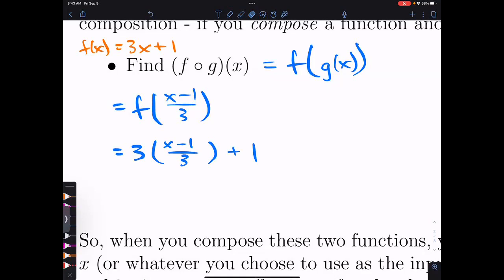So what can I do to simplify that? Cancel the 3's. You're multiplying and dividing by 3, so cancel those. We get x minus 1 plus 1. Combine like terms, and what do you get? x.